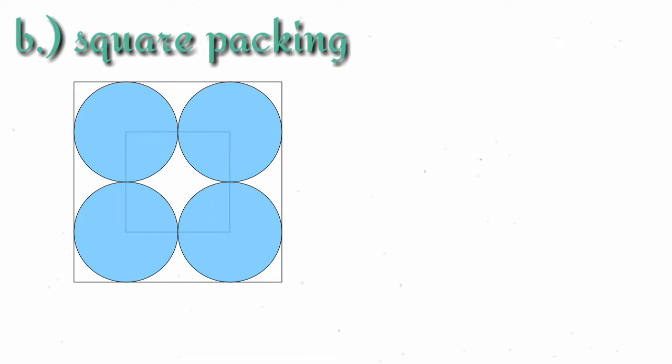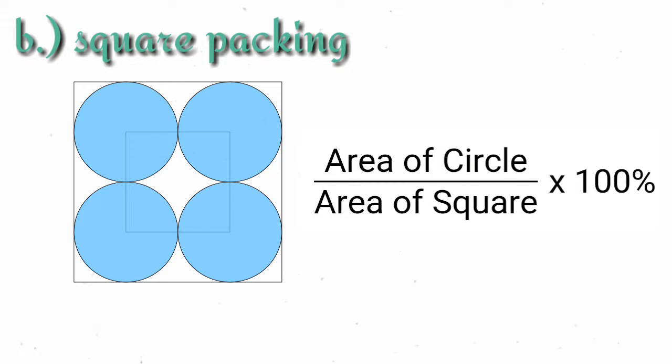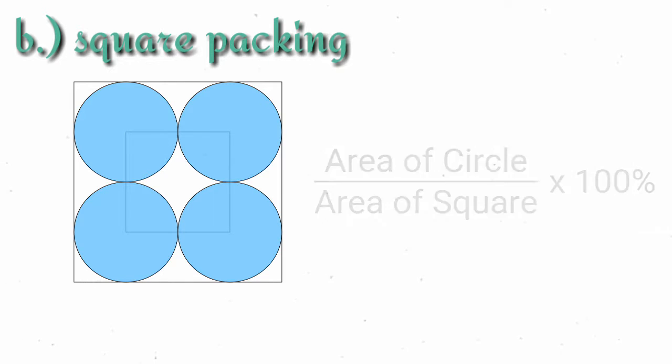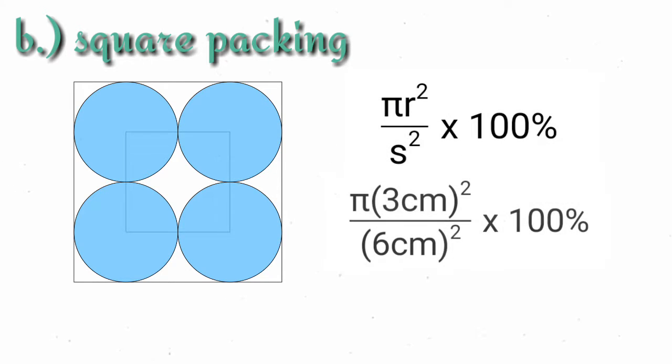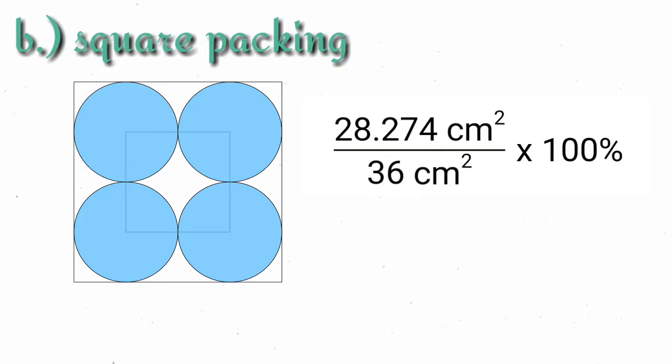Next, to get the packing ratio using square packing, we'll use area of circle over area of square times 100%, and we'll have pi times 3 cm squared, since radius is given, over 6 cm squared, because the sum of the radii of two circles is 6 cm, times 100%, and the answer will be 78.54%.